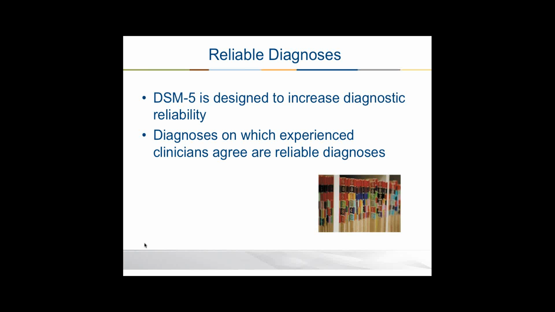So if a diagnostic system is not reliable, then clinicians who give diagnoses of a particular individual will not agree, will tend not to agree. And that makes communication among clinicians very difficult. So that's been one of the aims of the DSM process.